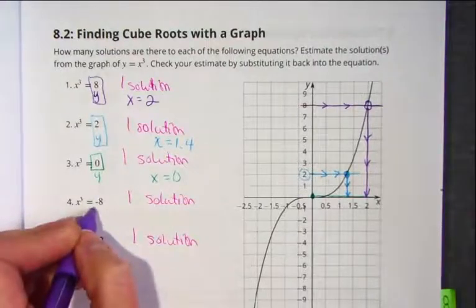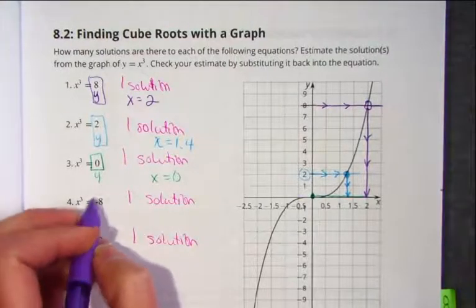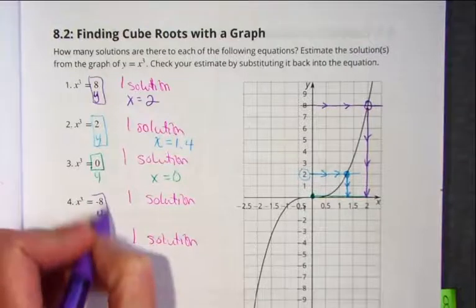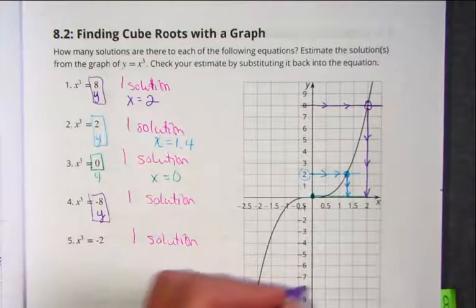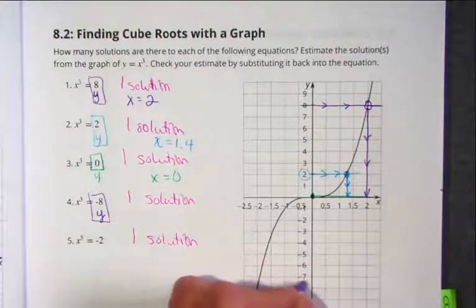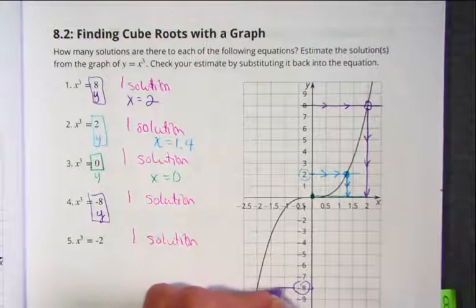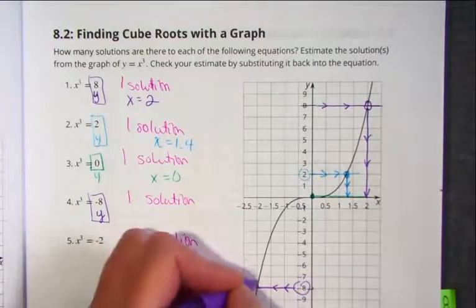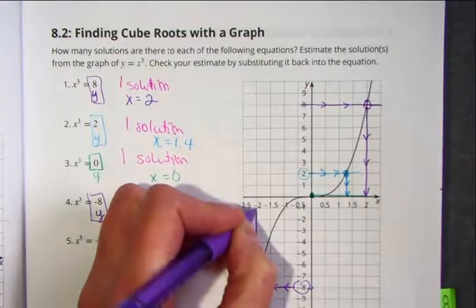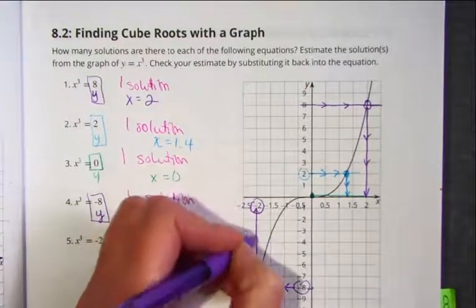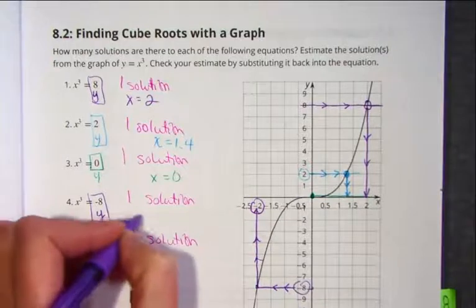Now at -8, if we were looking at a parabola, we wouldn't have had an answer at a negative, but this time we're in cubic. Negatives, no problem. Starting here at -8, following it over until I hit the graph. And this time I have to go up until I find my x value at -2.